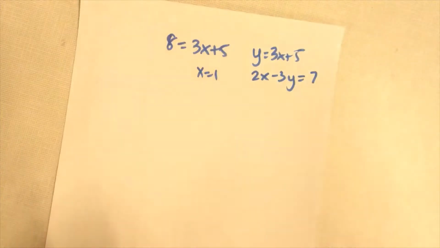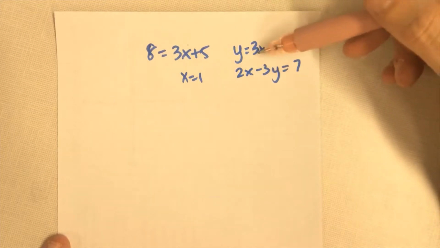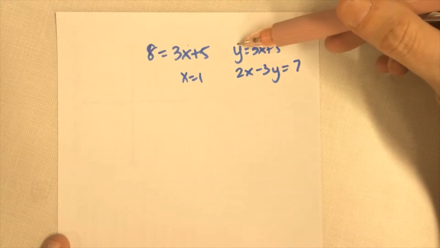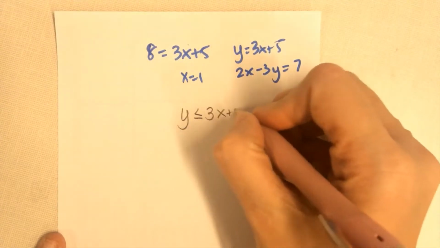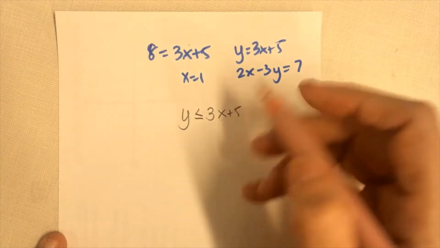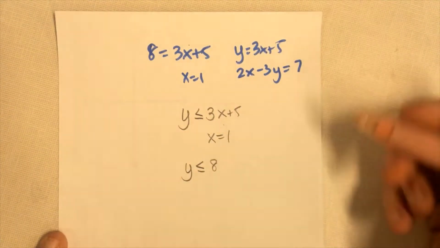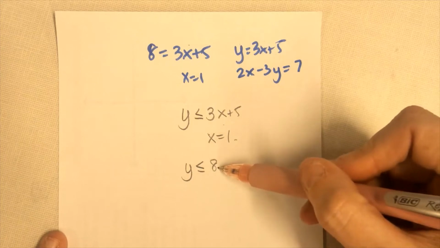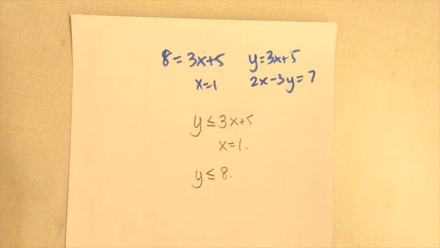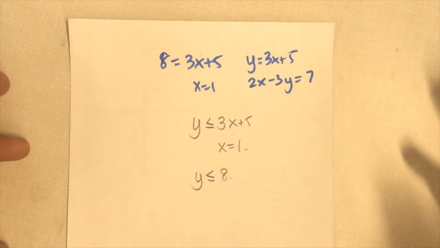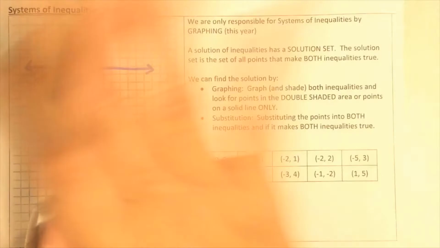Okay. So for this one, if I have one variable, there's one point that'll make it true. If I put in one x, there's only one y I'm going to get out. Now, if I change this to y less than or equal to 3x plus 5, when I put in x equals 1, I have y less than or equal to 8. That means when x is 1, any y value less than or equal to 8 is going to make this inequality true. That means there's a whole bunch of points that make it true, which means we have a solution set.